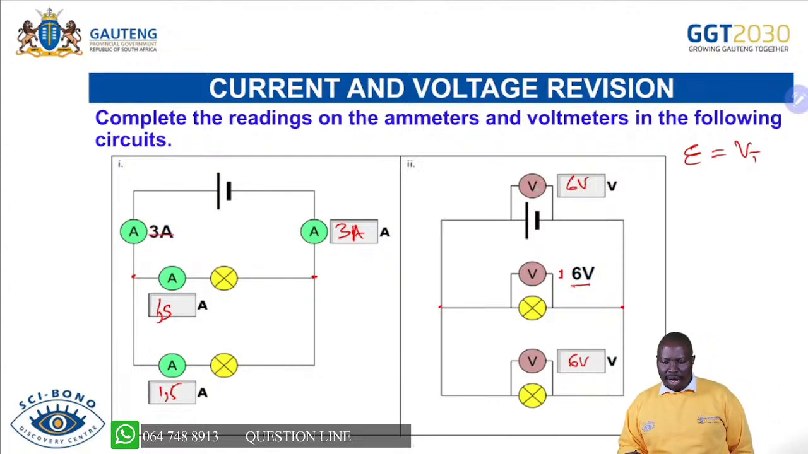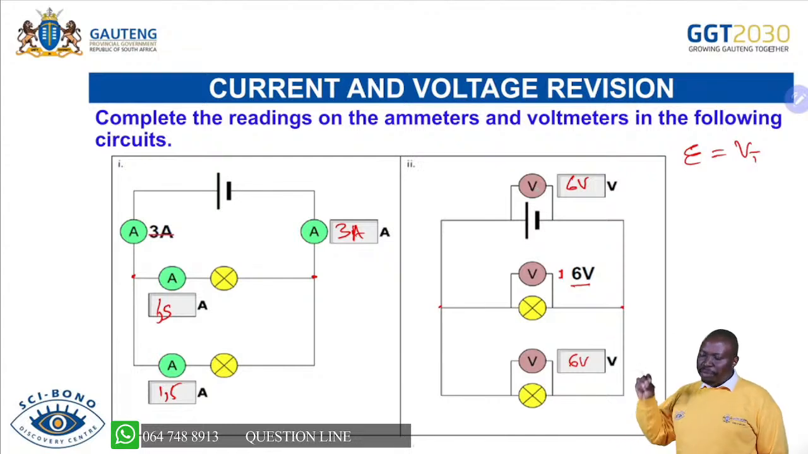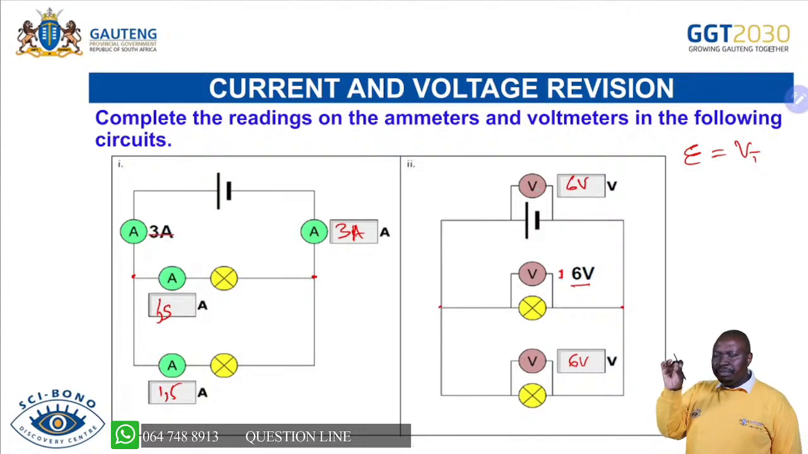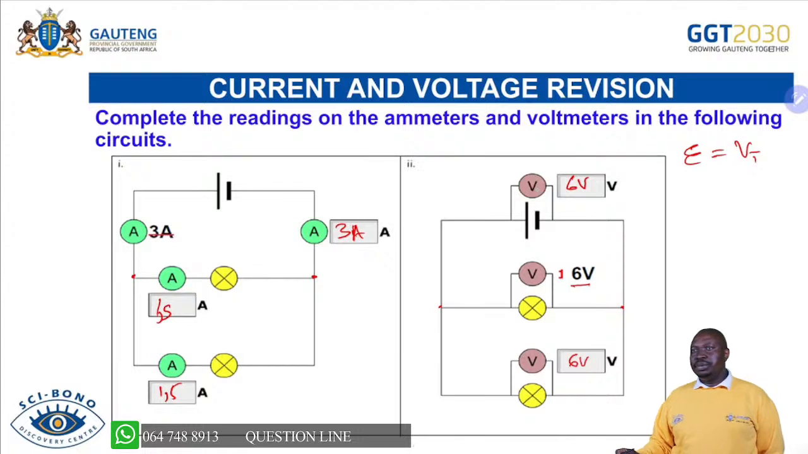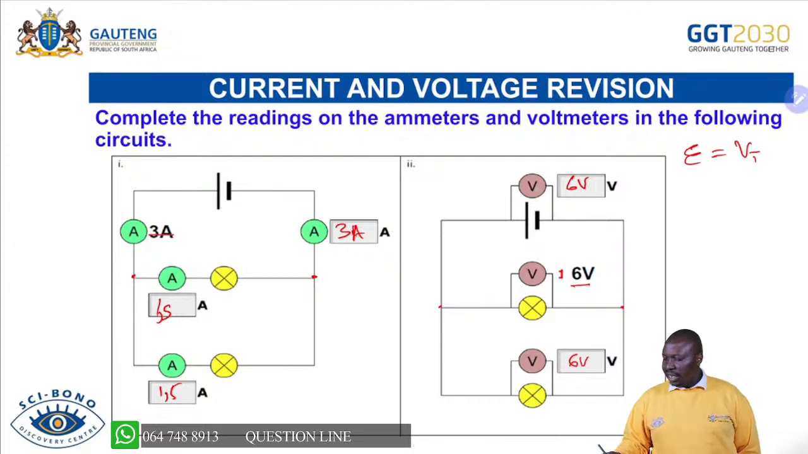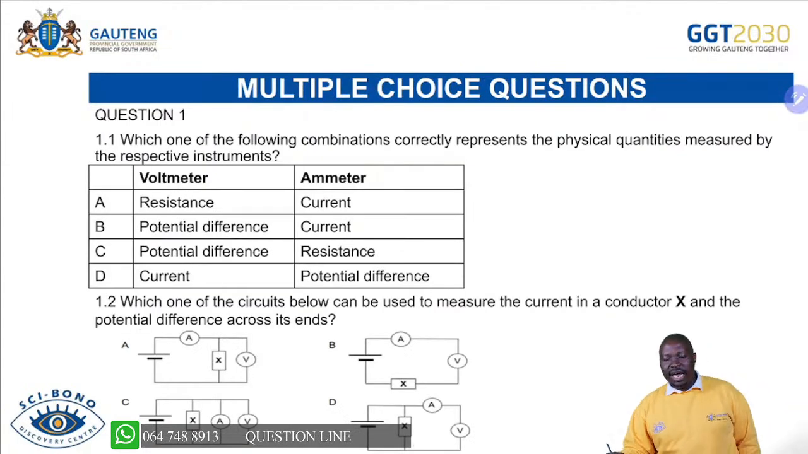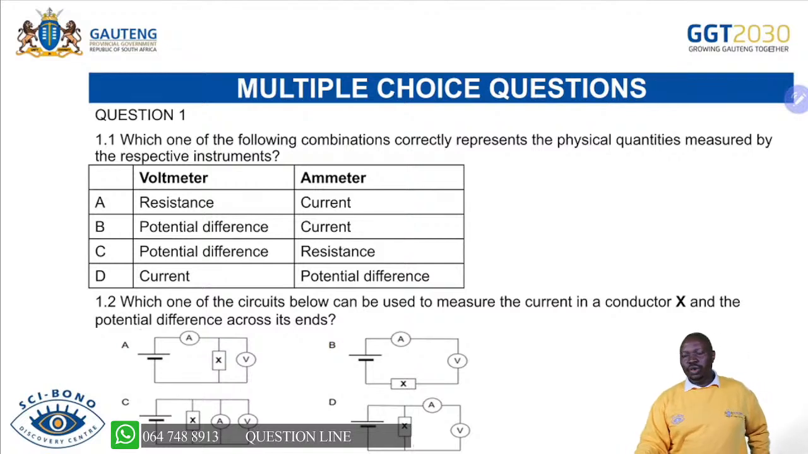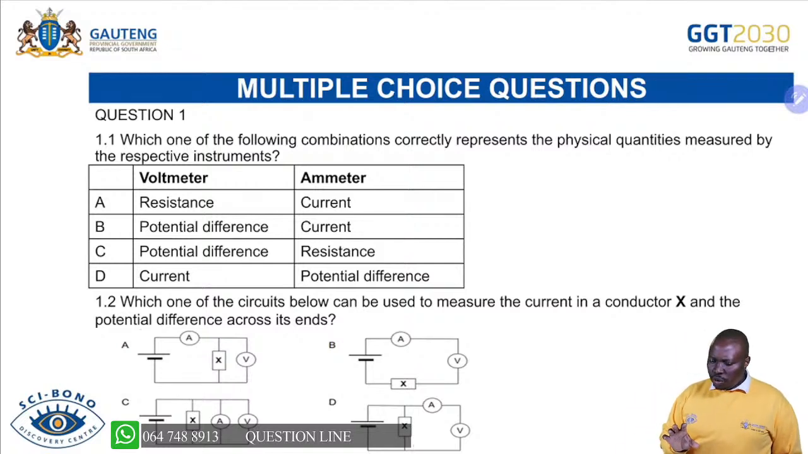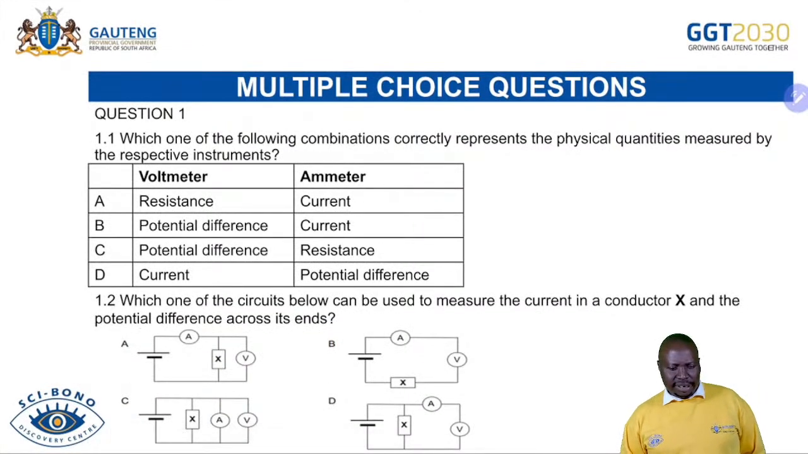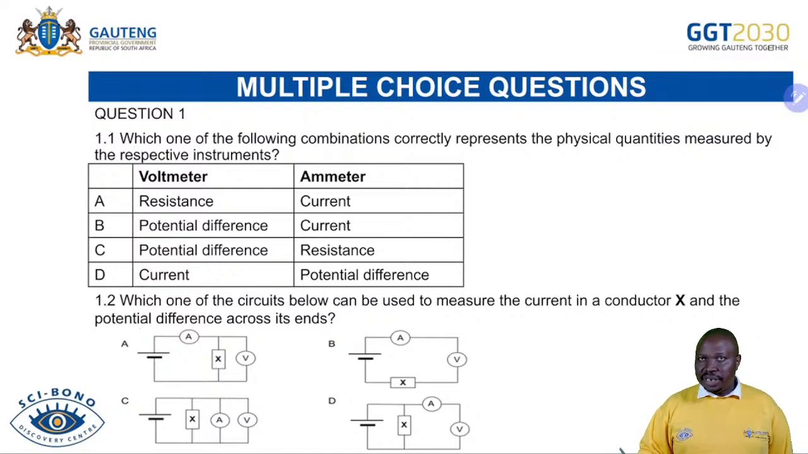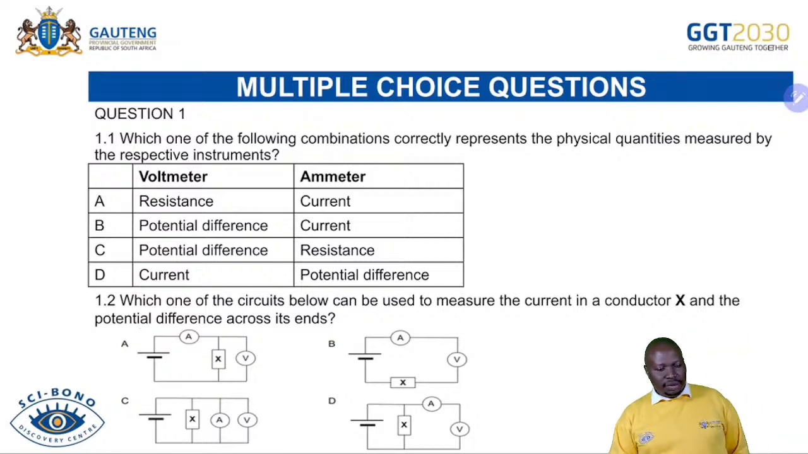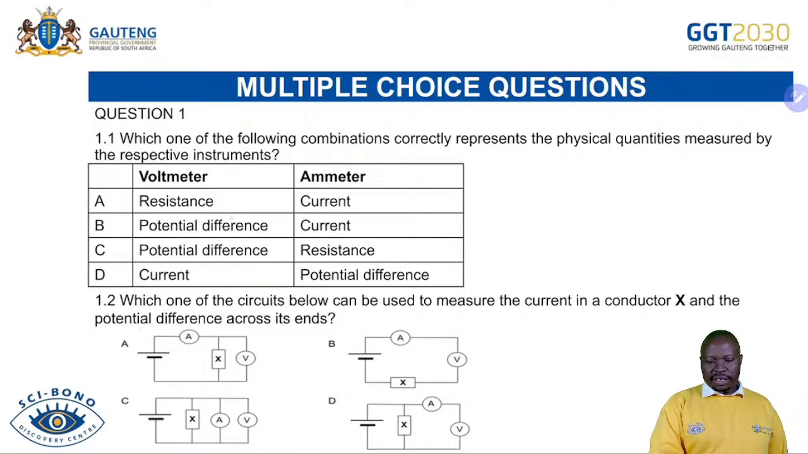You'll see now when you start doing activities, you will be able to immediately see that the potential difference here must remain the same or the current must be divided, depending whether it's a parallel or series connection. I think we emphasized and you are with me. We are moving together. Now, for us to start, we'll start with multiple choice questions to deal with that. Then we'll go to your structured questions. Now we are saying which one of the following combinations correctly represent the physical quantities measured by the respective instruments. So we're saying which measures which. Look, voltmeter.